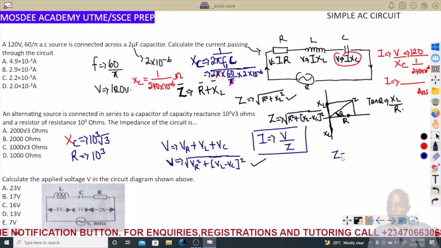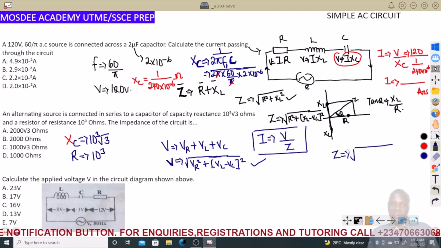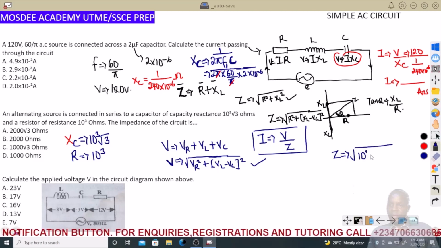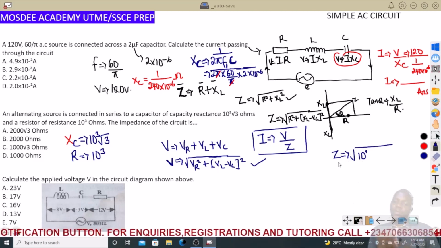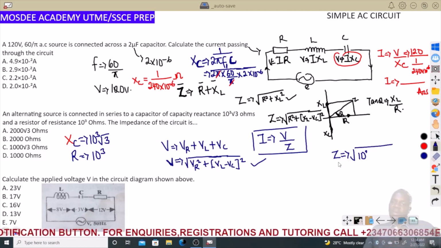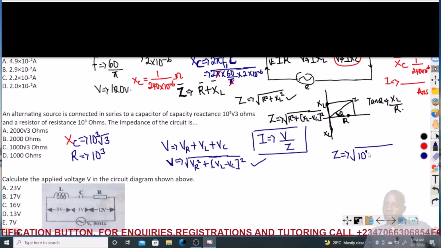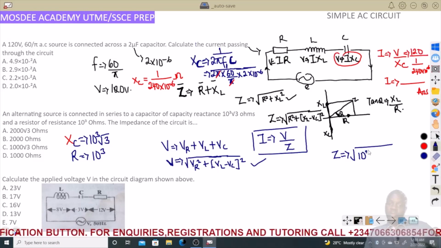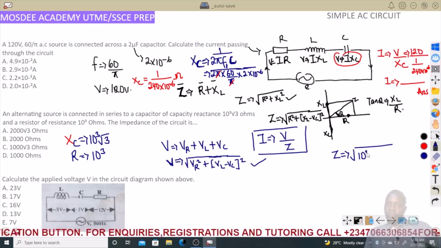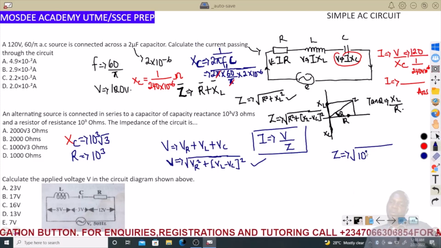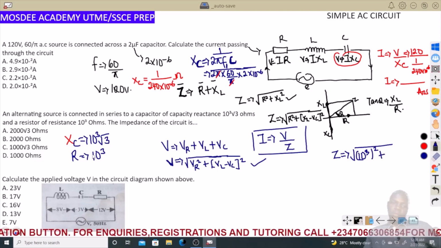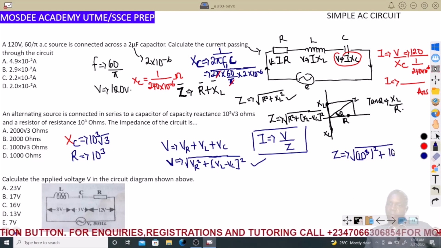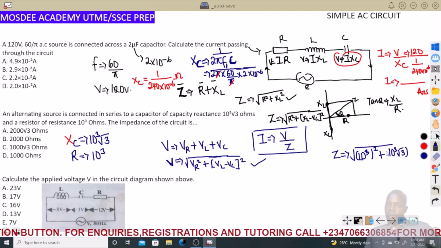So it's Z equals to, let's be fast, square root of the resistance, that is 10 raised to power 3, all square. Apologies, this thing is hanging. So we have to increase our pace because I think the network is really giving us issue. Then we say plus the 10 raised to power 3 root 3, all square.